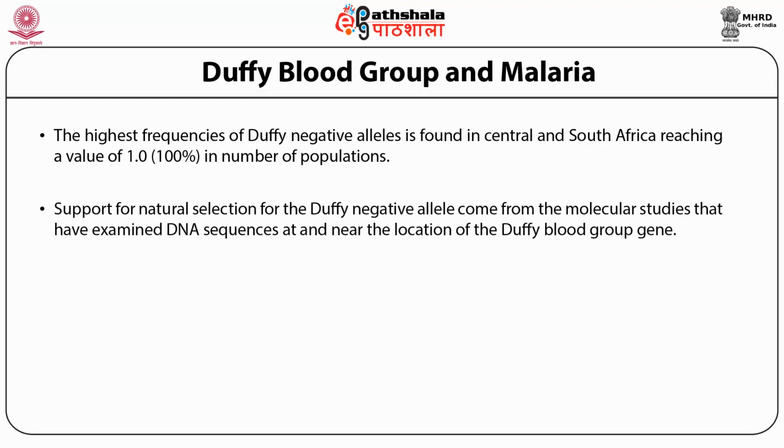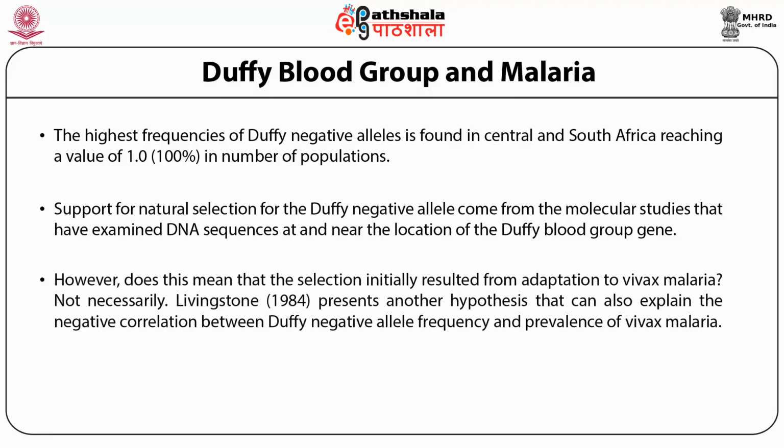Support for natural selection for the Duffy negative allele comes from molecular studies that have examined DNA sequence at and near the location of the Duffy blood group gene. The evidence shows that the Duffy blood group gene and neighboring DNA sequence have reduced variation. The reduced variation for those with the Duffy negative allele confirms that selection has taken place.